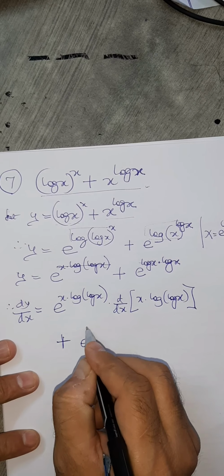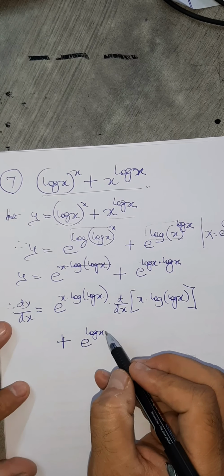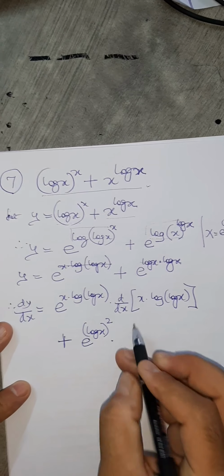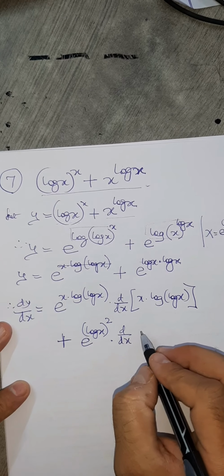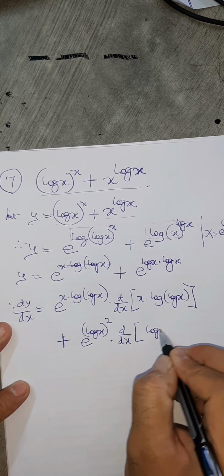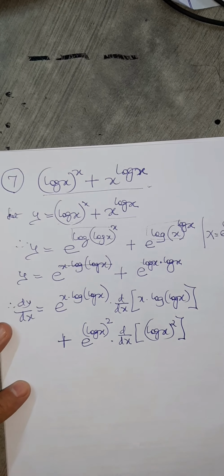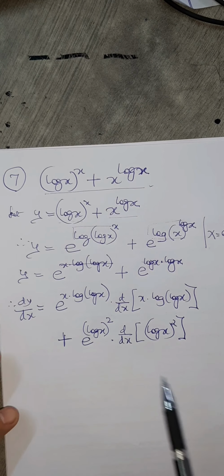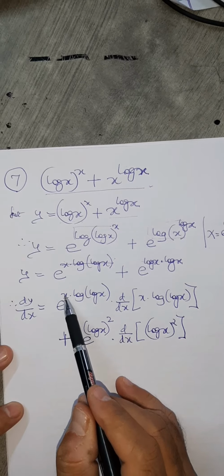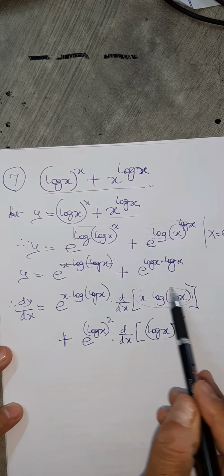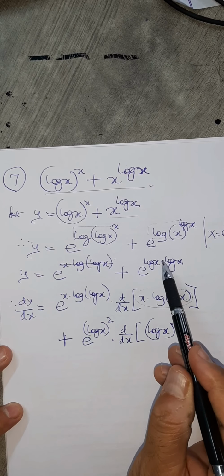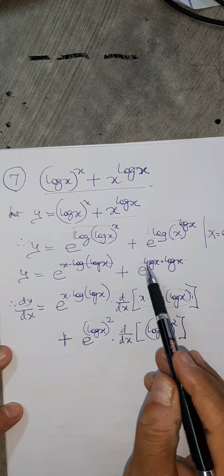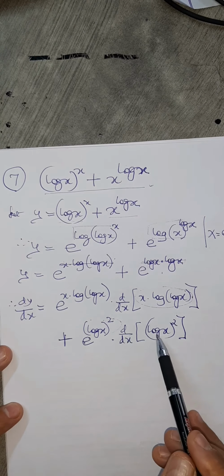So e raised to x here, log x, this is log x whole square, so I'll write this one as it is, into d by dx of which one? Log x the whole square. What did you do here? Chain rule, nothing more than that. Imagine this as x. What's the derivative of e raised to x? E raised to x, derivative of x, plus this is log x into log x, which means log x the whole square. Imagine this as x, d by dx of this one, which is this.